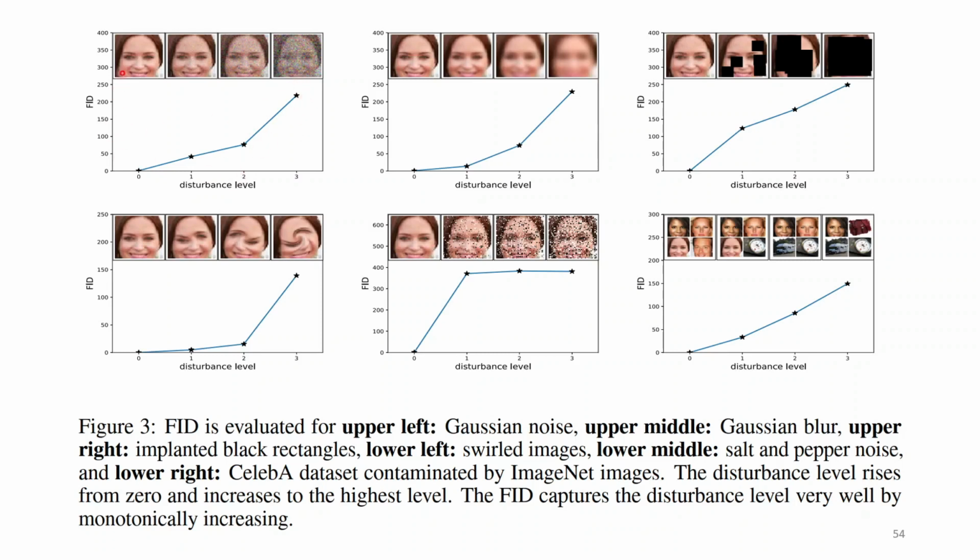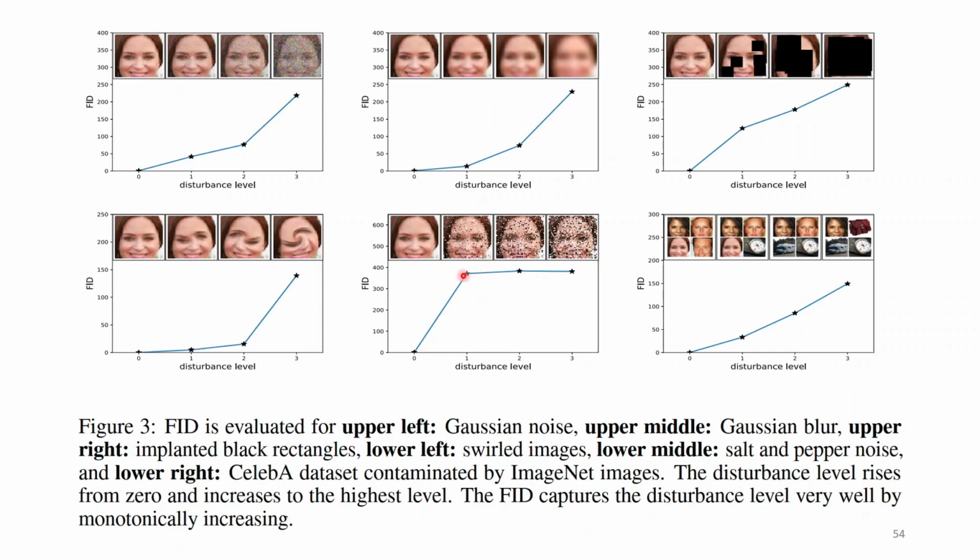So this is Gaussian noise, and this is Gaussian blurring. So high level blurring, middle level, and low level. Okay, their FID value continuously increases. Good. So this is a corruption. It means just cropping some regions out. Low level, middle level, high level. It also looks good. And this is the swirled image. So for different levels, it also makes sense.